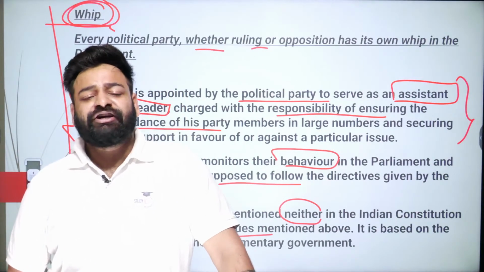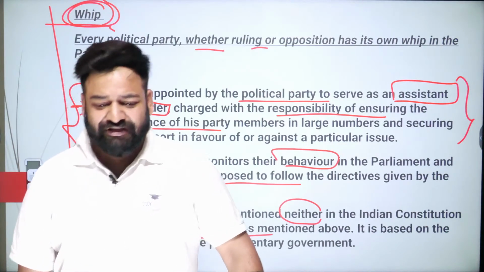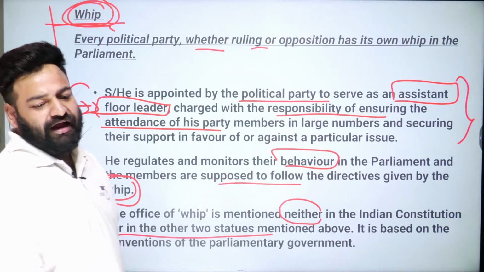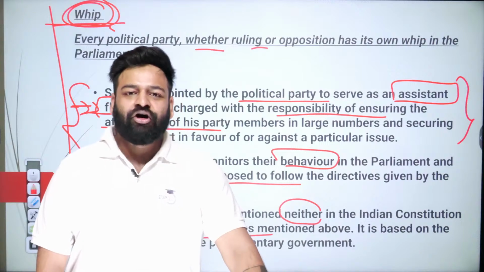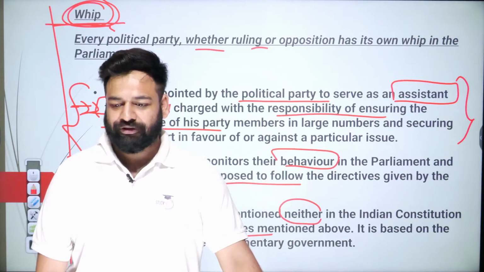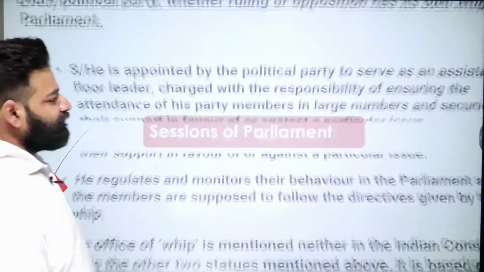So what is it? The class monitor is a conventional position. In the very same sense, the office of whip is a conventional position and has no mention, neither in the rule books, nor in the constitution, nowhere. Simply a conventional position. So this is the whip.